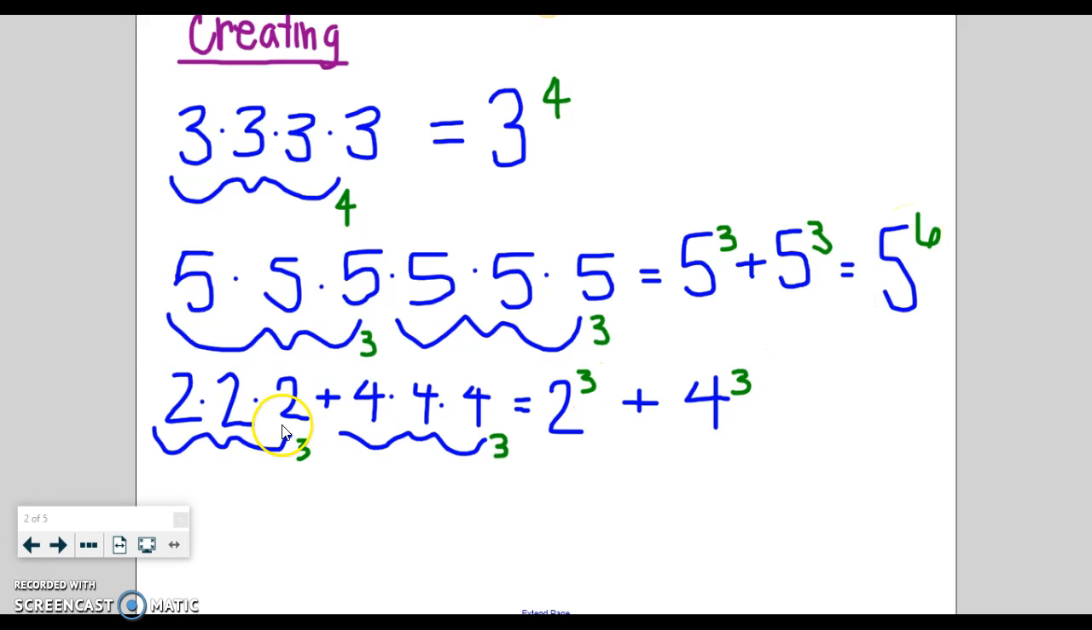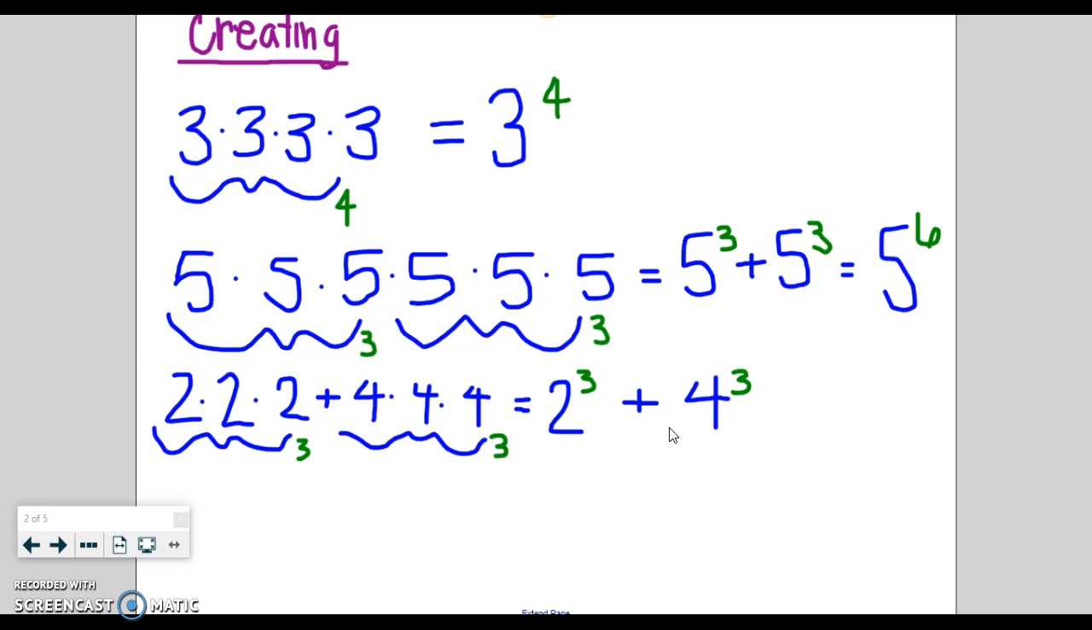Okay, for the next example, I have 2 times 2 times 2 plus 4 times 4 times 4. So first I will go by grouping the numbers. Since we have 3 number 2's, that expression would be 2 raised to the 3rd power. Now on the right side of the plus sign, we have 3 4's. So for this expression, it will be 4 raised to the 3rd power.